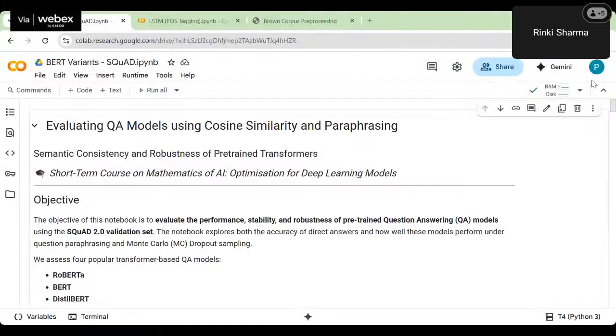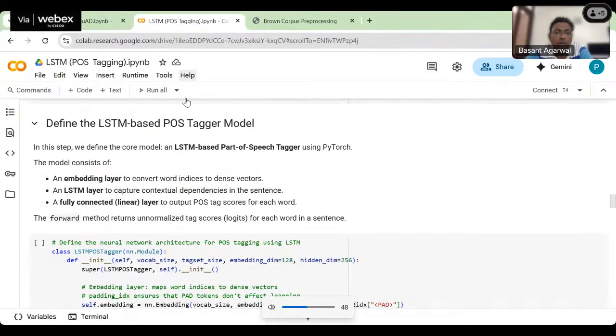Sir, is the screen visible? Yes. Okay, so first we are showing this one. So Pooja, first we are taking LSTM. No, sir, we can start with BERT also.